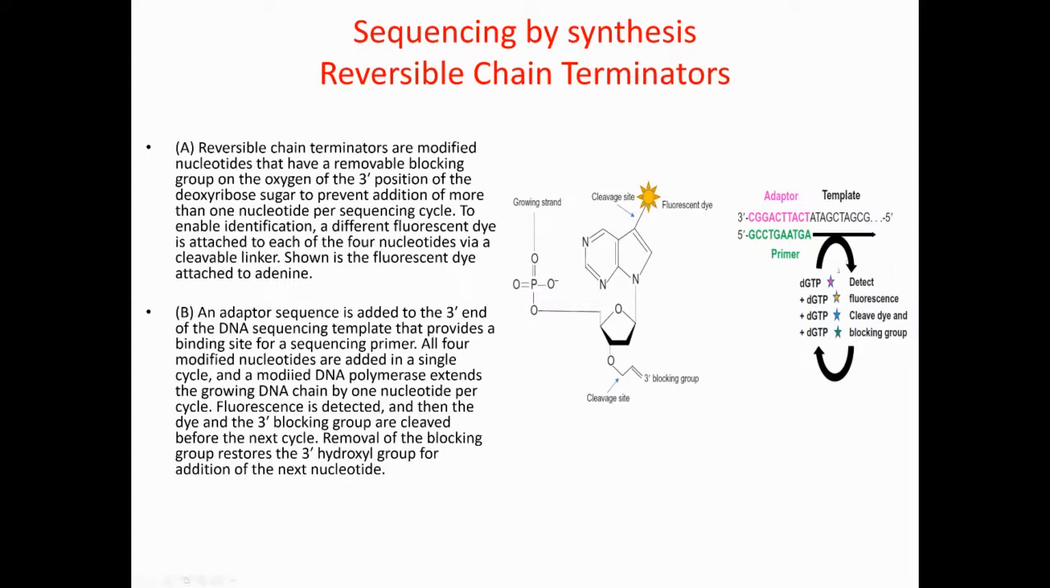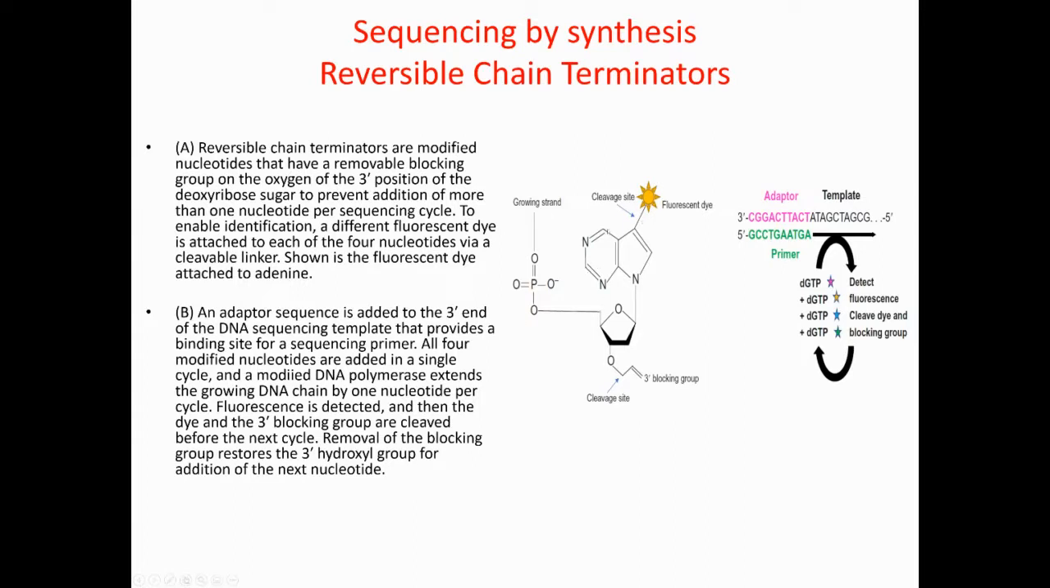So basically, each nucleotide carries a different color of fluorescence. And they are reversible chain terminators because at the 3' end, they have a blocking group. And on the nitrogenous base, they have this fluorescent dye, and there's a cleavage site.